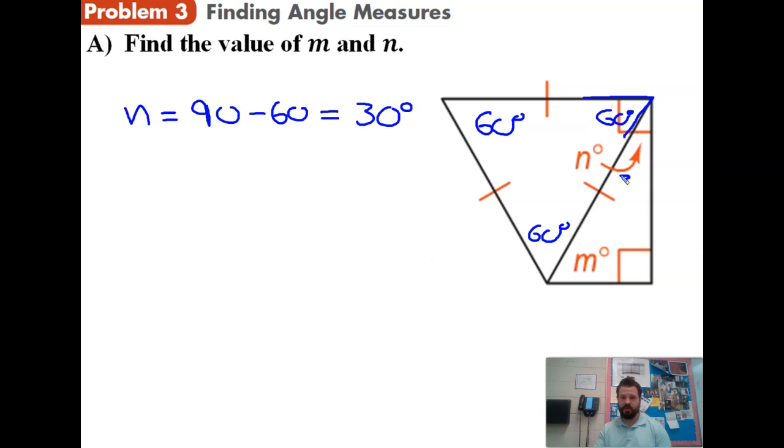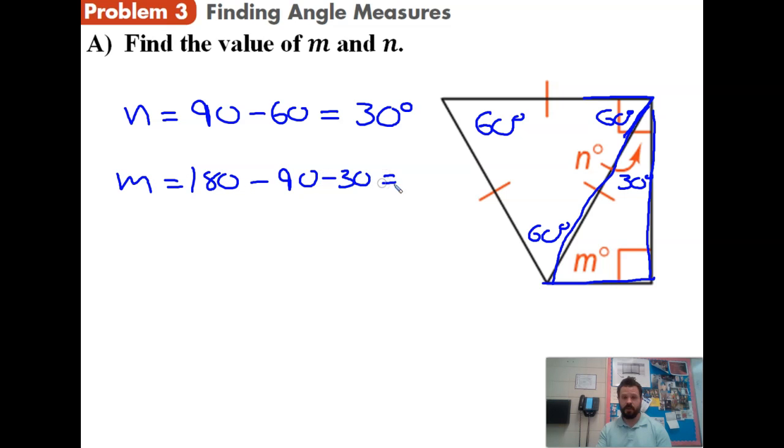All right, once I have that 30, I can focus on this smaller right triangle. And I know two of the angles already. I know the 30, I know the 90. So to find m then, we can just take 180 for the whole triangle, minus 90, minus 30, which will give us 60 degrees as well. Okay, so again, some similar triangle angle solving to things we've done in the past. The only new part here, since I have an equilateral triangle, I know all three angles are congruent and all three angles are 60.